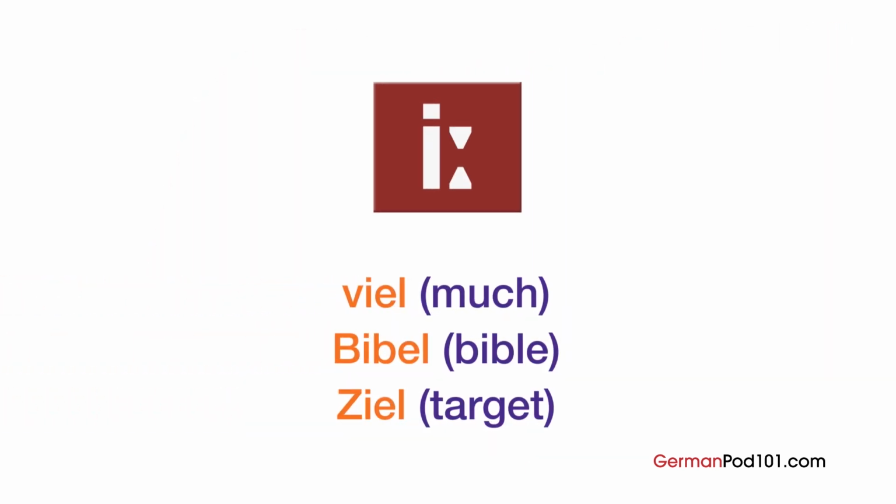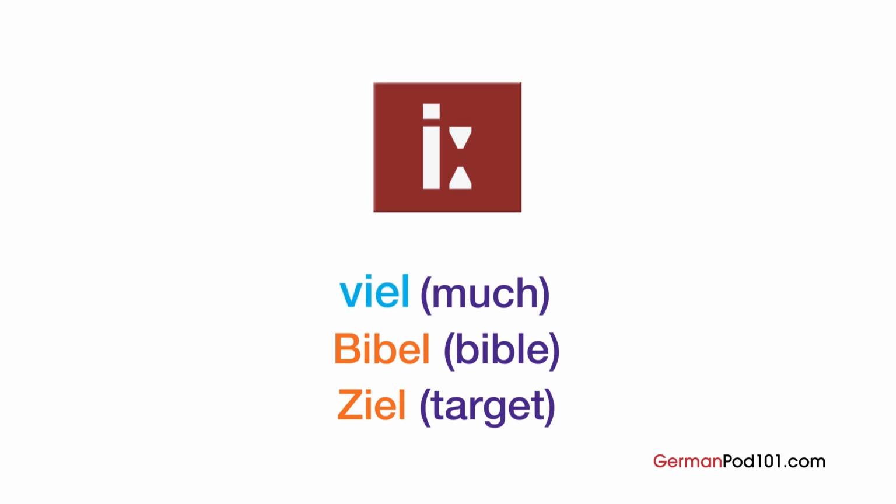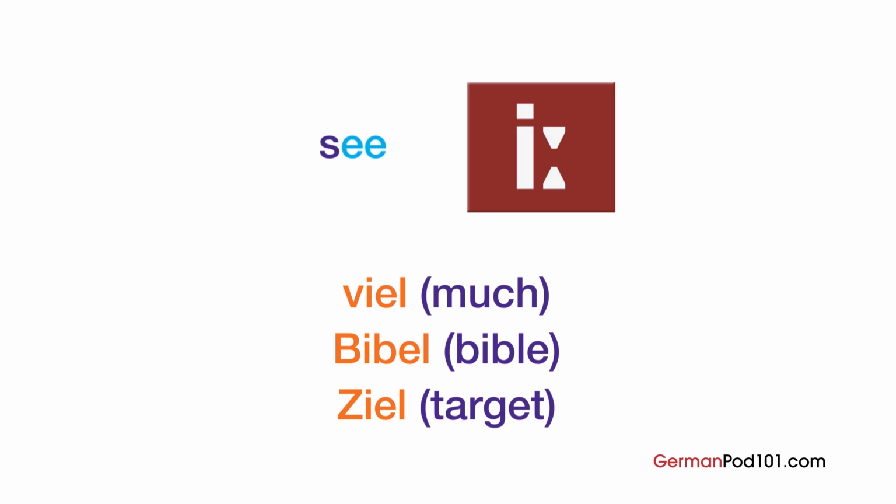The next vowel is I: viel, Bibel, Ziel. It's identical to the double E sound in the word see.